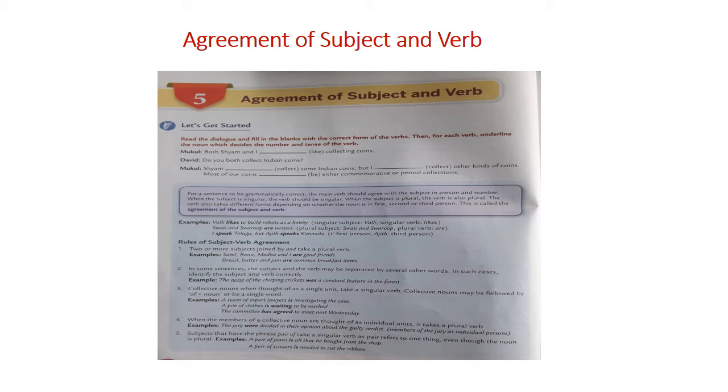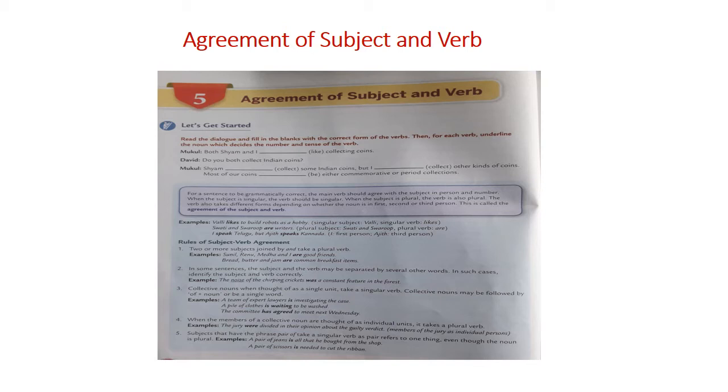Rule 2, in some sentences the subject and the verb may be separated by several other words. In such cases, identify the subject and verb correctly. That means in certain sentences, the verb may be placed a little away from the subject. In that case you have to identify the subject and write the verb accordingly. See the example. The noise of the chirping crickets was a constant feature. So we are speaking about the noise. That is the subject and the verb is placed somewhere afterwards. You see, was. Noise is singular, so was is used.